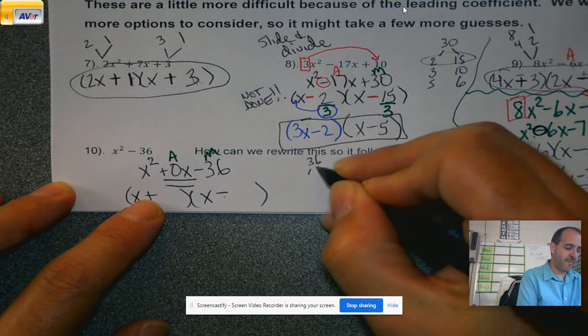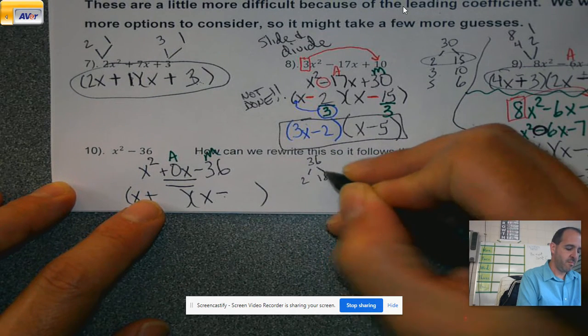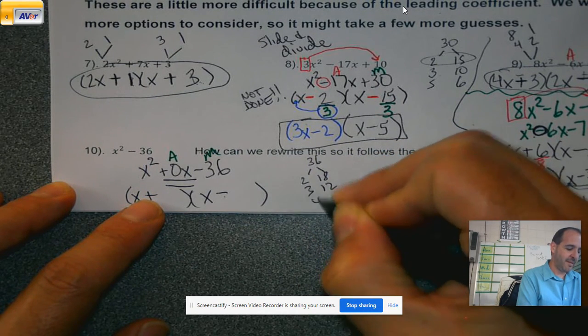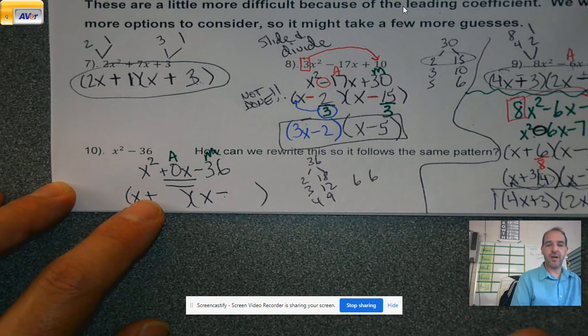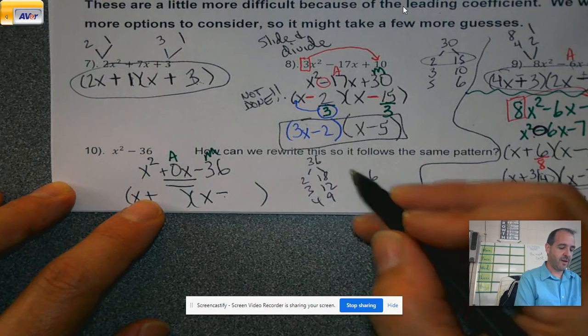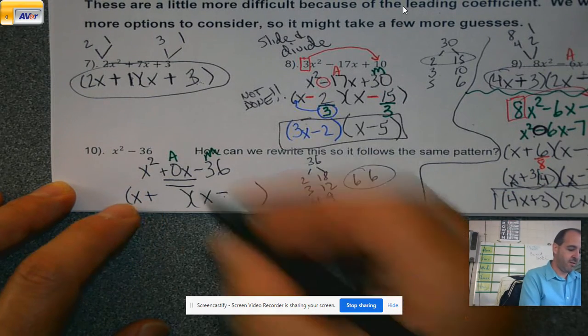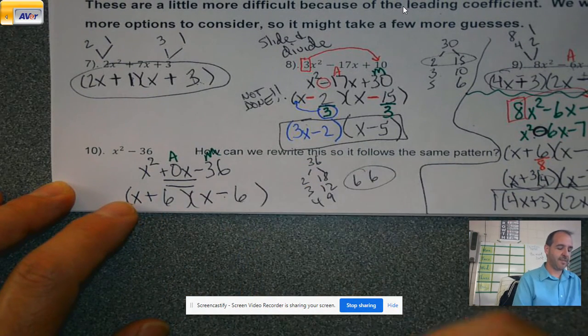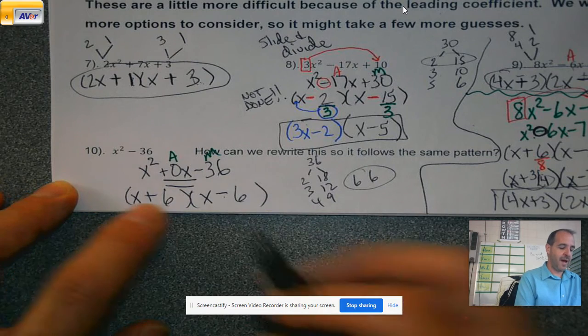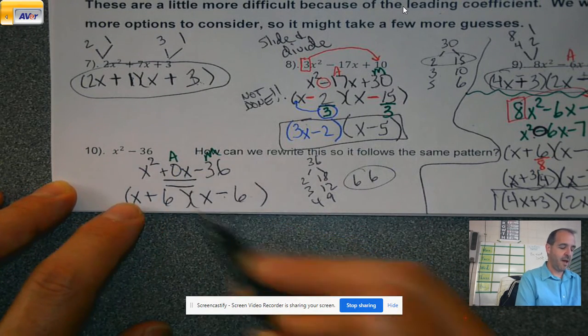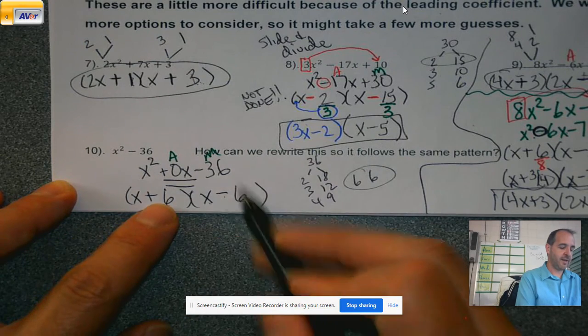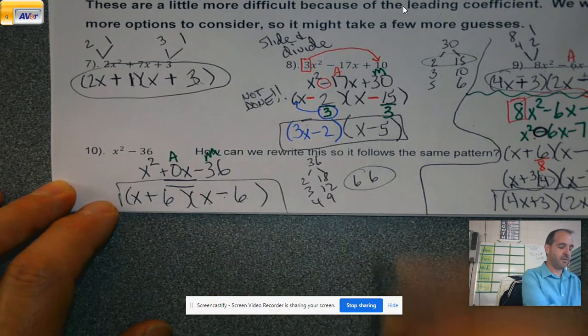So let's think about that for a minute. I probably didn't need to do all these on this one, because I need the 2 that are going to wipe each other out and go to 0. The only pair that can do that is the same number. x plus 6, x minus 6. Positive 6 and negative 6 cancel, giving me 0x. x squared, and 6 times negative 6 is negative 36.